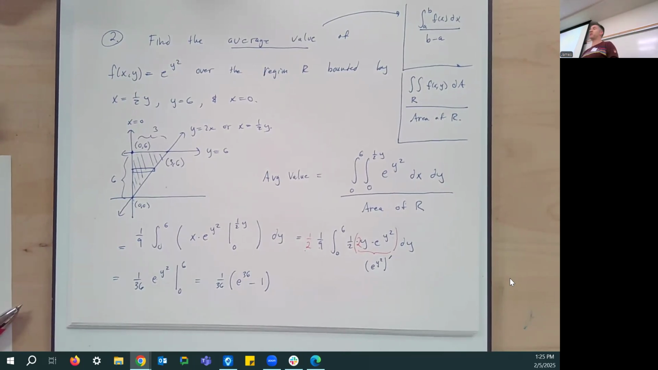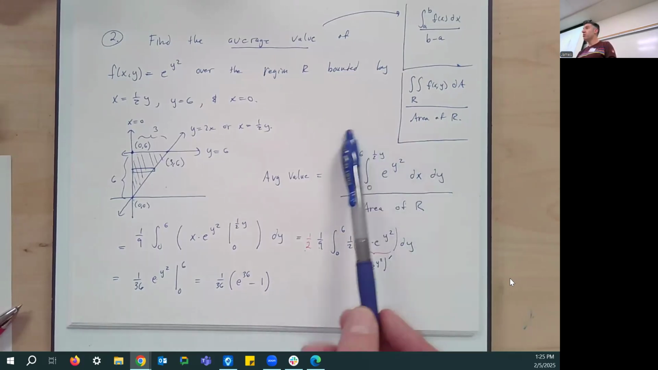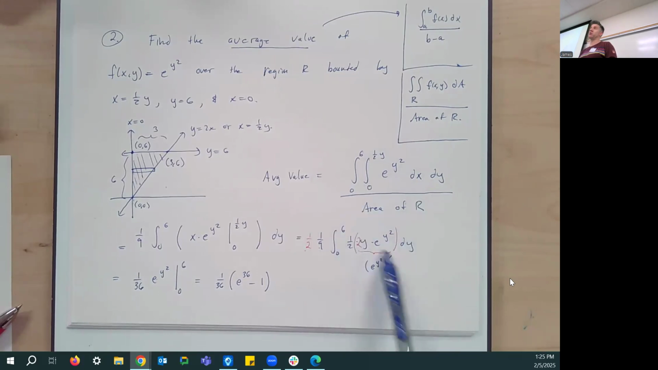So there's an example of average value. It's taking your volume and dividing it by the area of the region. Not too terrible.